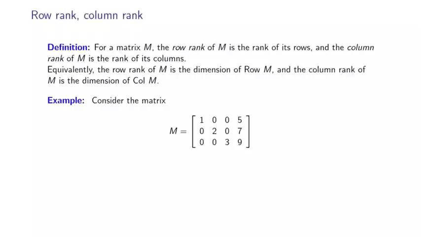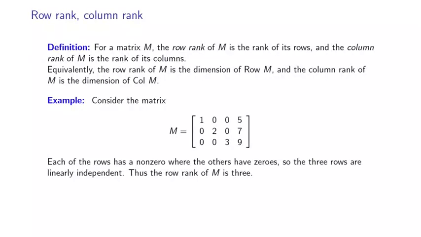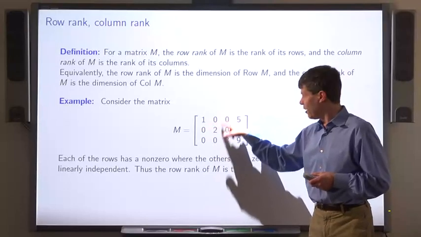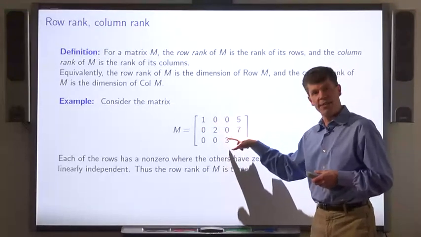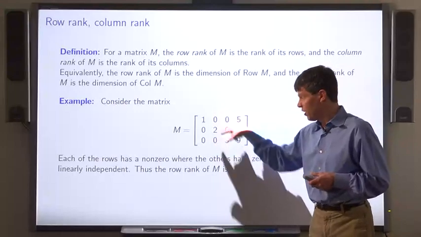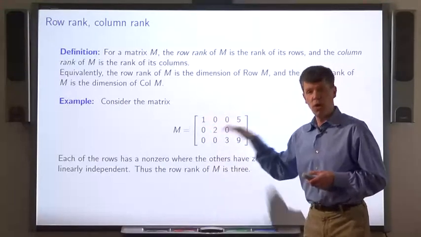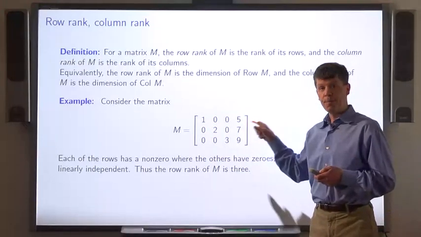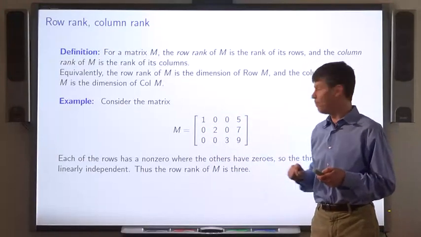Here's another example. Well, this row has a non-zero entry in the first column, and none of the others have non-zeros in the first column. This row has a non-zero in the second column, and none of the others do. And this one has a non-zero in the third column, where none of the others do. So these 3 rows are linearly independent. Therefore, the row rank of M is 3.